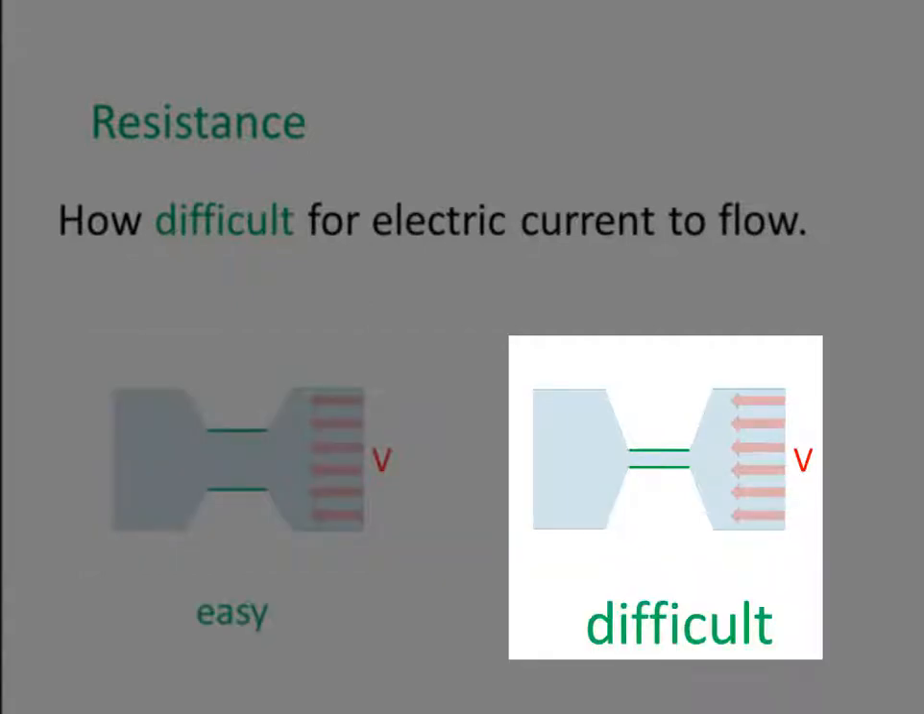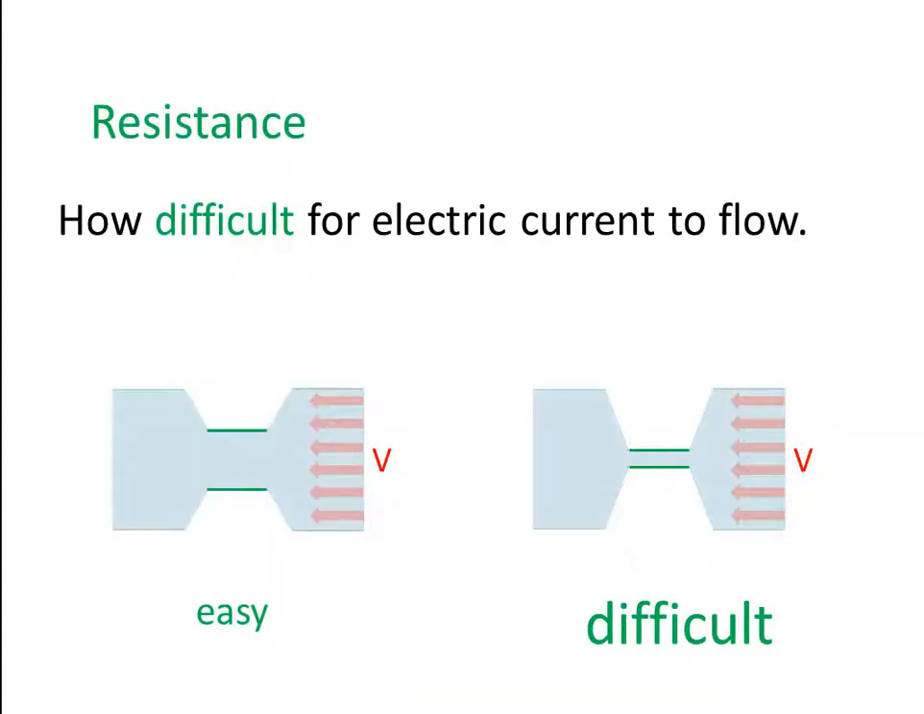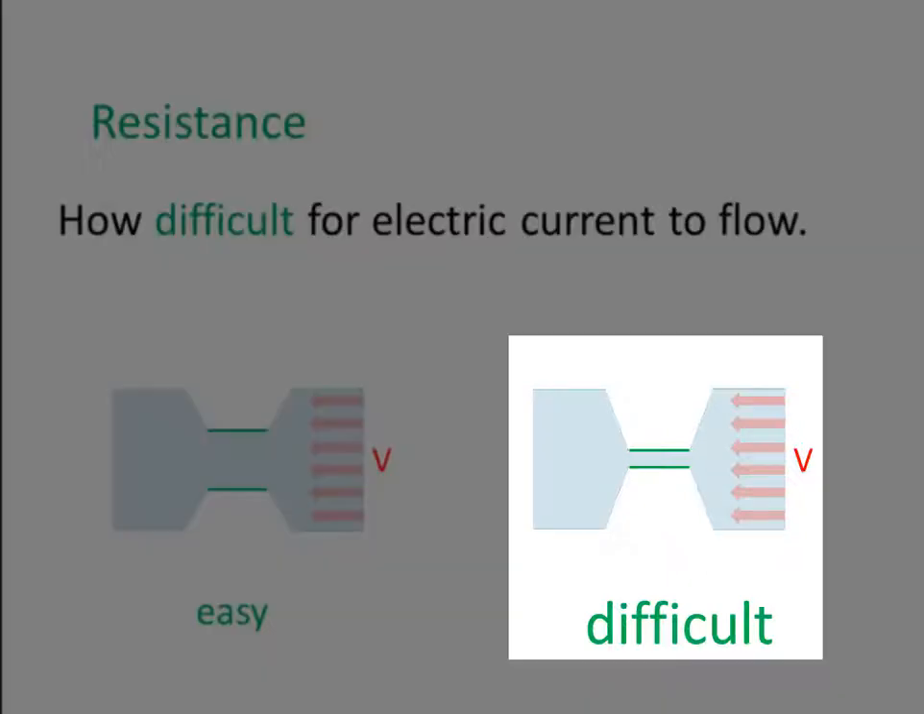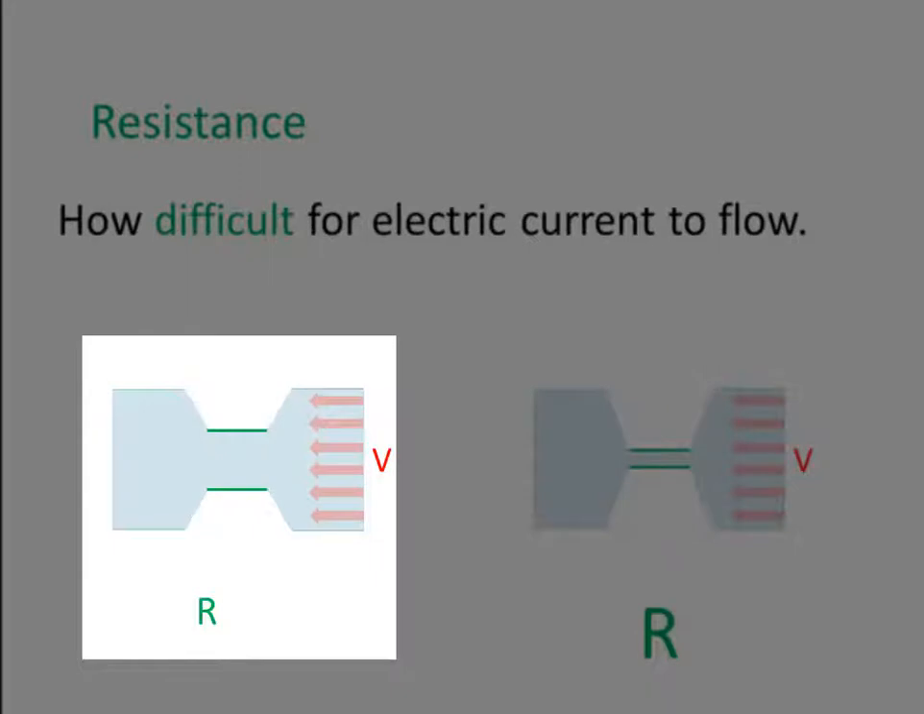Where the pipe is thinner, it's more difficult for the water to flow. How does that correspond to resistance? Which of these two has a greater resistance? This one is more difficult, so it is more resistant. This situation is easier, it offers less resistance.